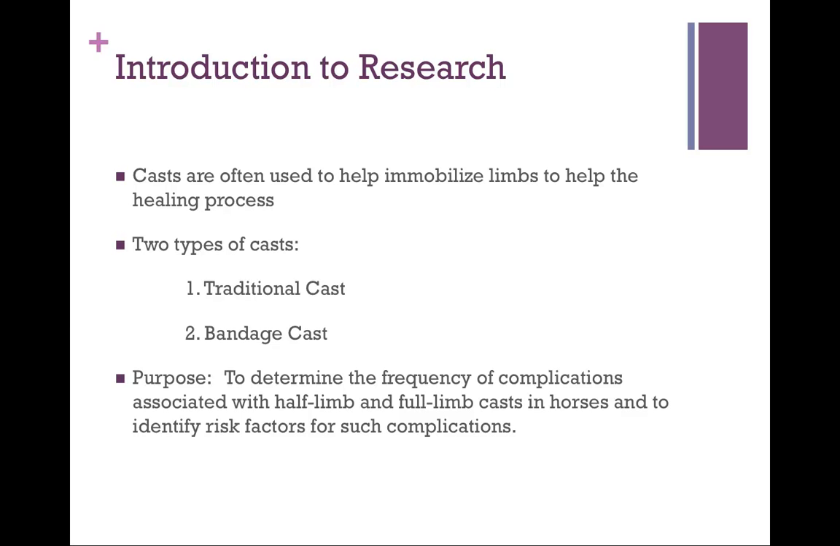Casts are often used to treat injuries like I mentioned in the previous slide, to prevent injured joints and areas from moving so they can heal faster. The two types of casts looked at in this study were traditional and bandage, which I will go into more detail in the next slide. But the purpose of this study was to determine the frequency of complications associated with half-limb and full-limb casts in horses, and to identify risk factors for complications.